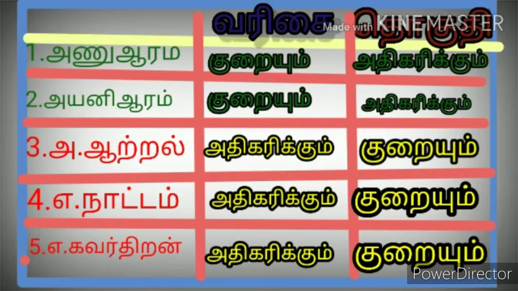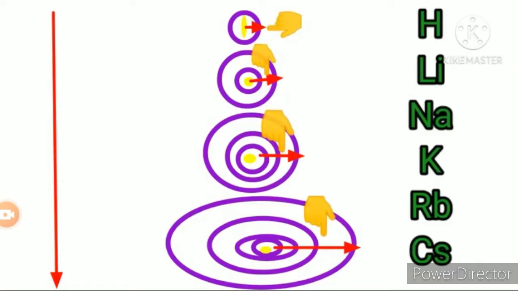Along the periods means left to right. Along the groups means top to bottom. Here we will take atomic radius. Atomic radius decreases along the period because in one orbital itself, electrons are filling. So here we will see hydrogen, lithium, sodium, potassium, rubidium, cesium.